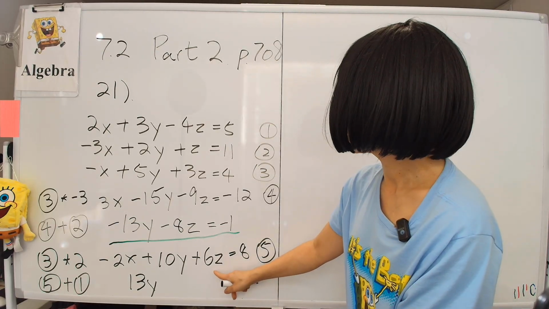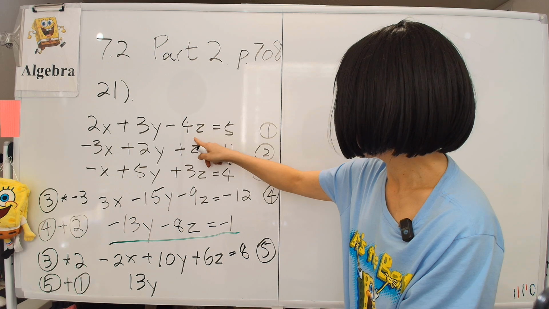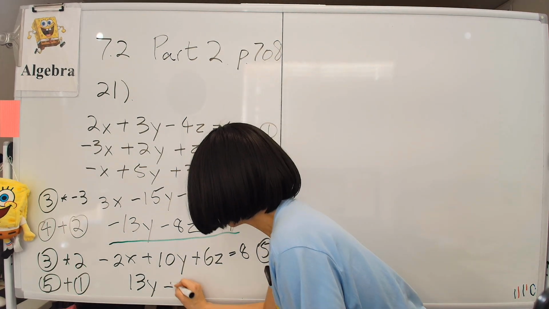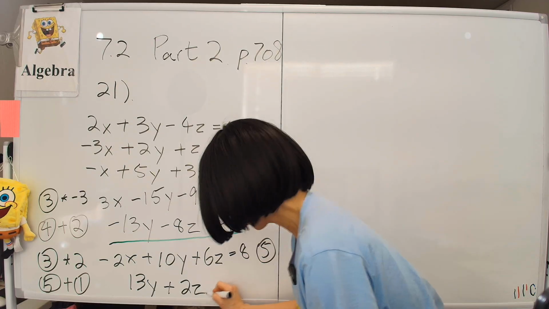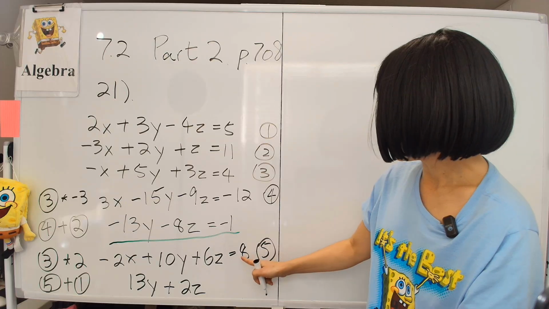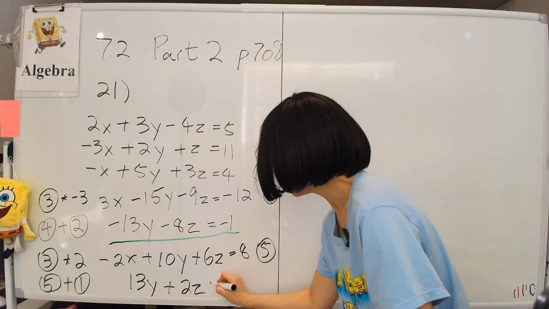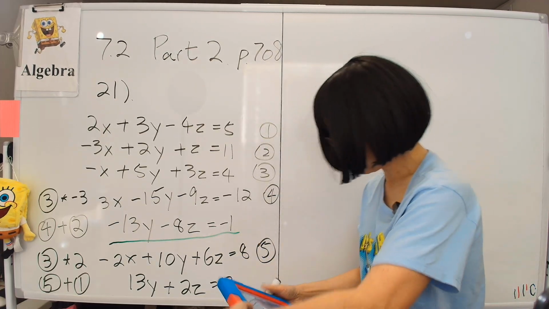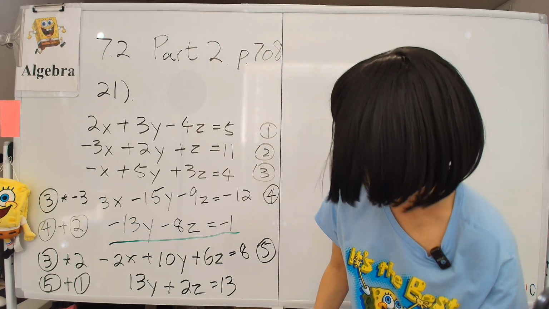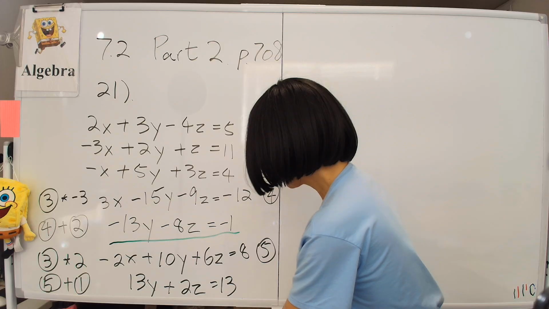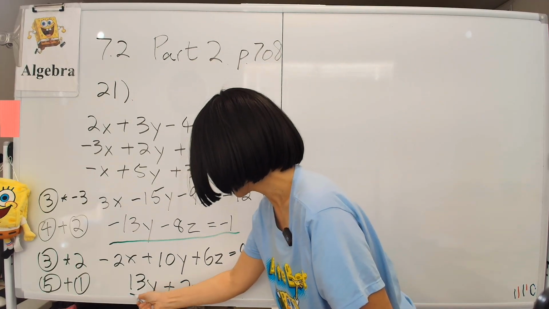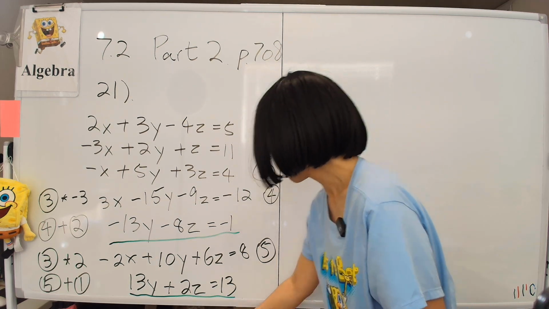And then 6 plus equation 1. 6 minus 4 is 2. Positive 2, plus 2z. And then 8 plus 5 is equal to 13. So 13y plus 2z equals 13. That is correct. Okay, so I'll underline this thing with a green marker, and that's the one we're going to use.